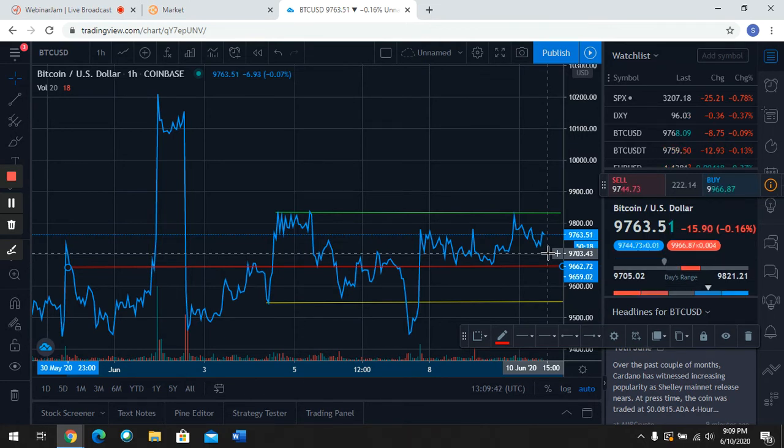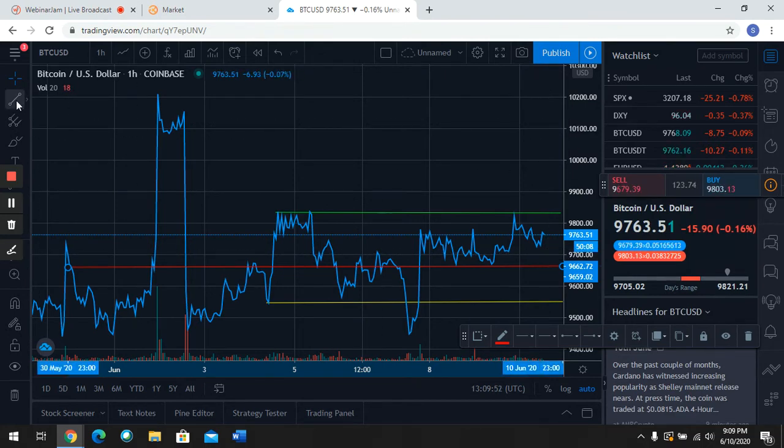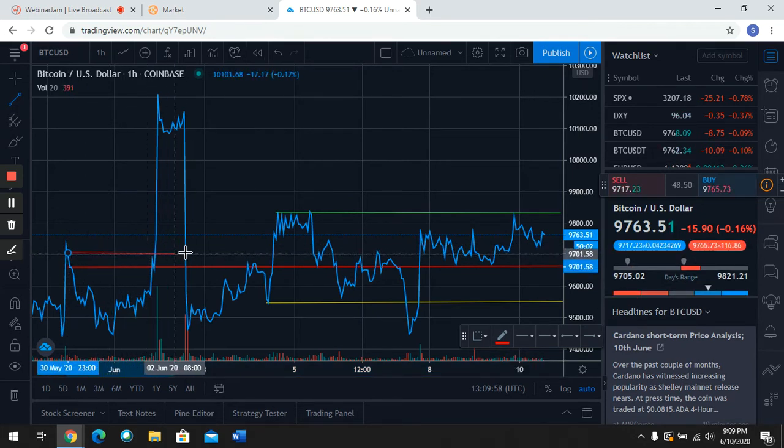All right, so if I put my cursor there, you are able to see another trend line now. I'm not sure if you are able to see, so let me just help you to draw. Let me just draw roughly first.